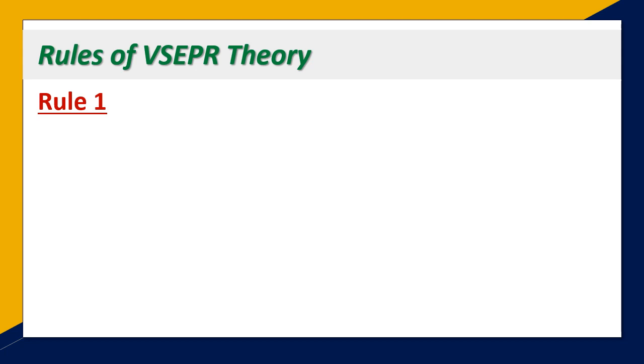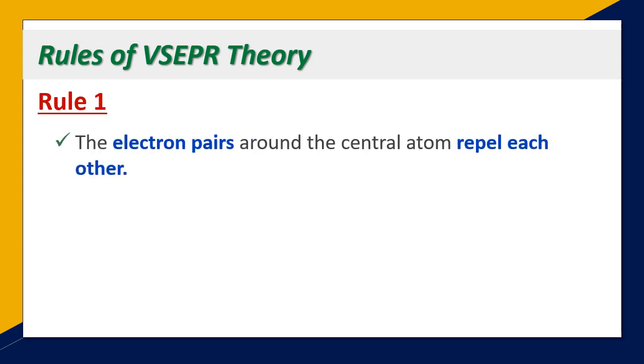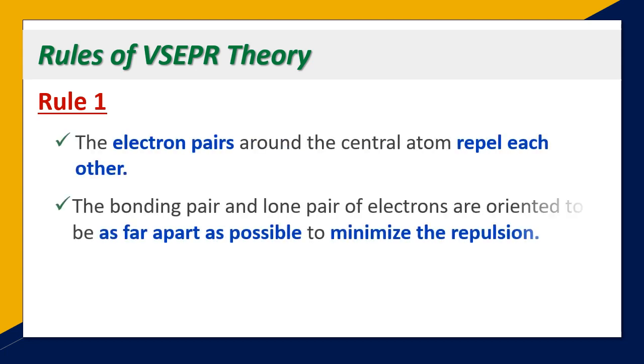There are three rules when applying the VSEPR theory. Rule number 1. The electron pairs around the central atom repel each other. The bonding pairs and lone pairs of electrons are oriented to be as far apart as possible to minimize the repulsion.